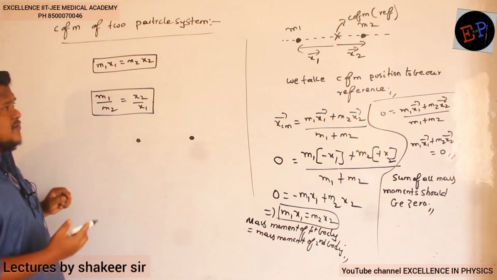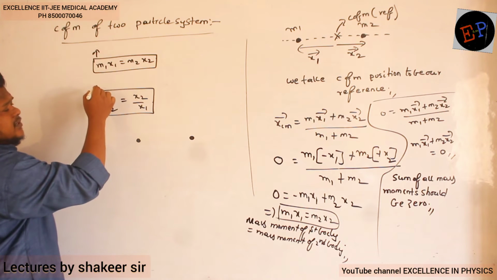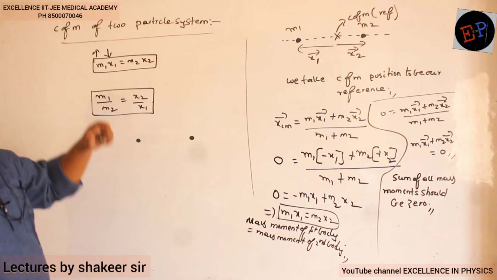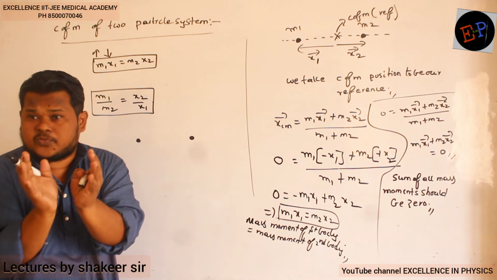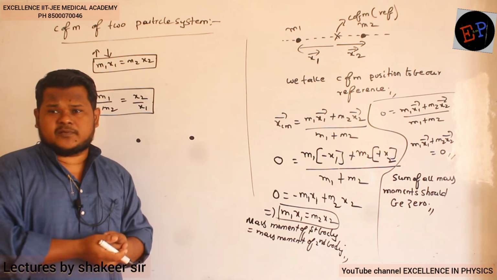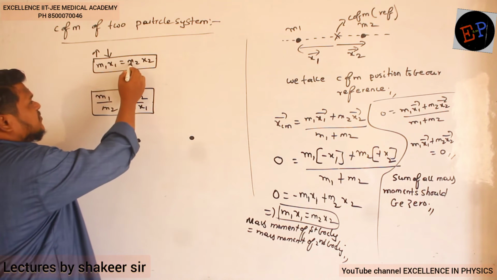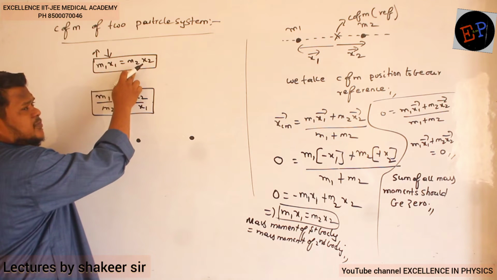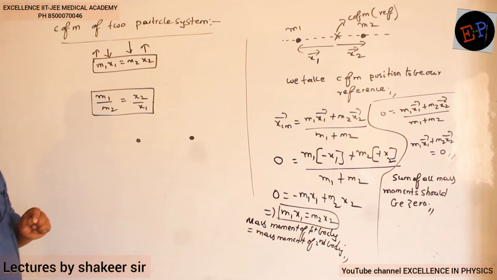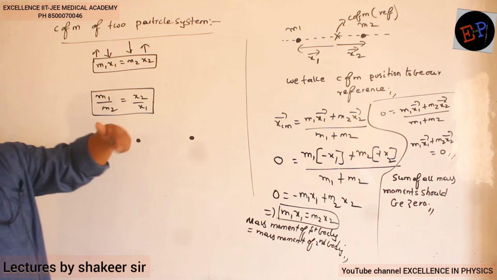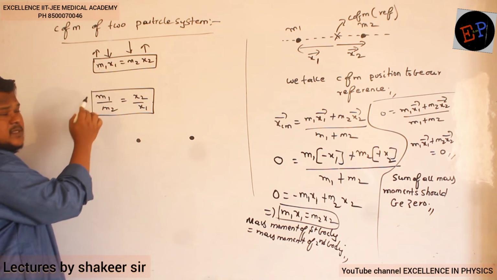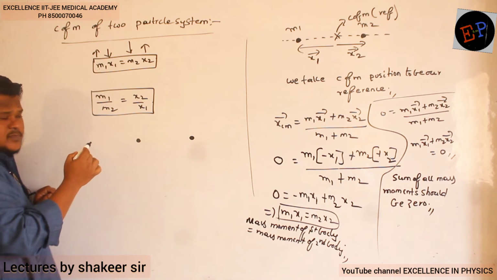So mass moments are equal means if m1 is greater, x1 should be lesser. If m1 is a very big mass, then the distance should be smaller. Why? Then only the mass moments will become equal, no? Similarly, if m1 is very big, m2 should be smaller, x2 should be bigger. So therefore, center of mass will be closer to which body? Center of mass will be closer to the heavier body because x1 is lesser, no? Are you able to understand?